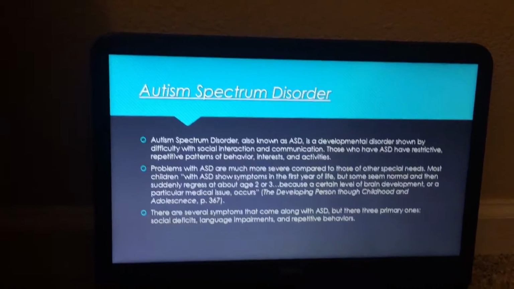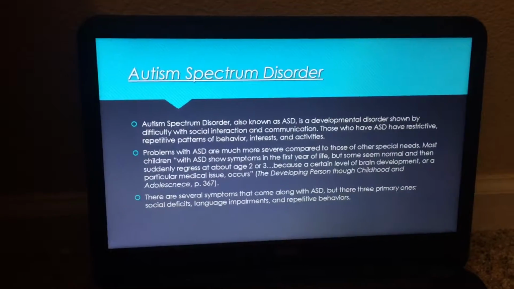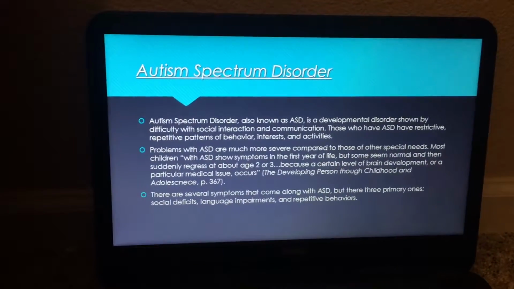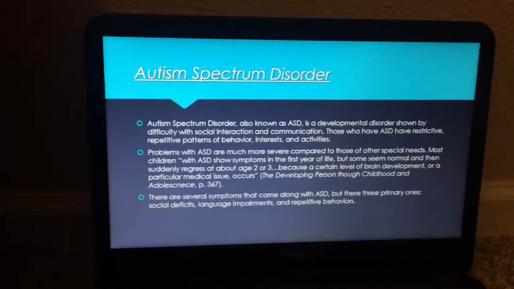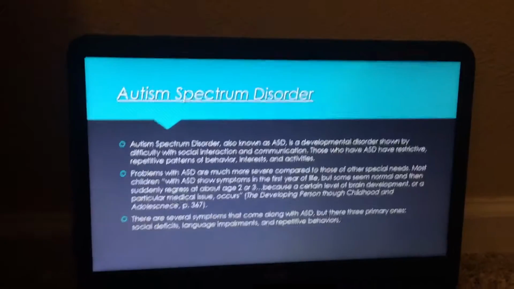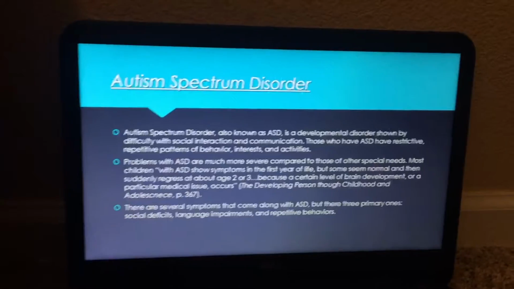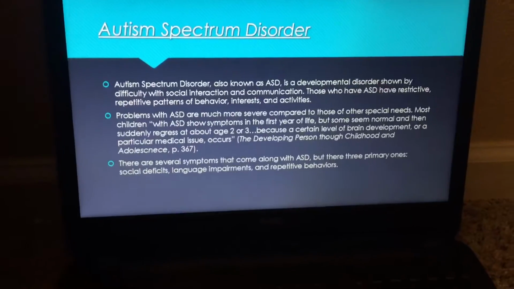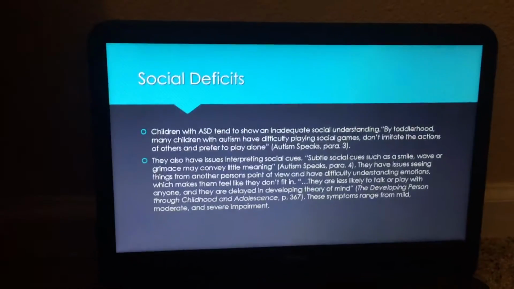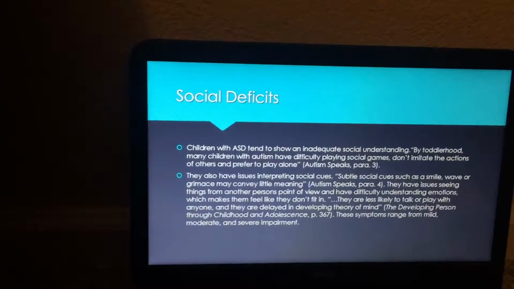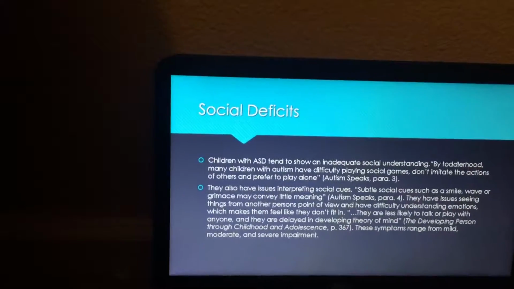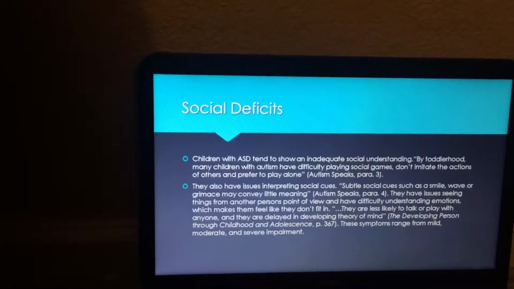There are definitely several symptoms that come along with ASD, but there are 3 primary ones, which are the ones we will be going over today. Those include social deficits, language impairments, and repetitive behaviors. Social deficits include an inadequate social understanding.